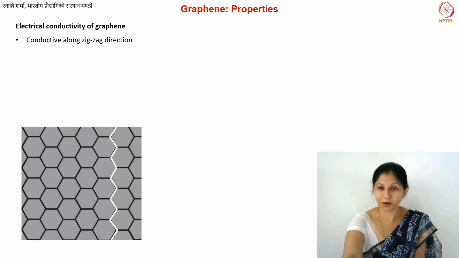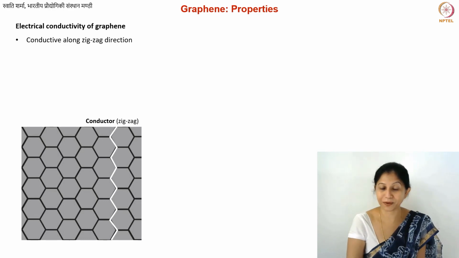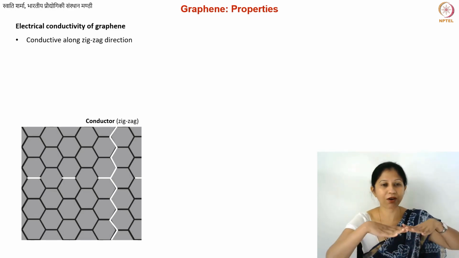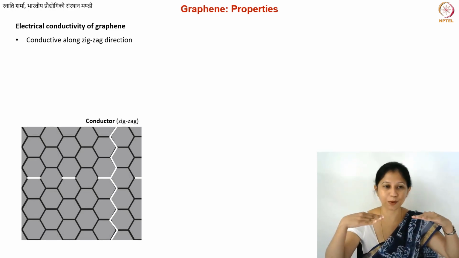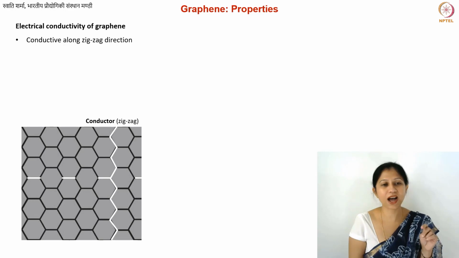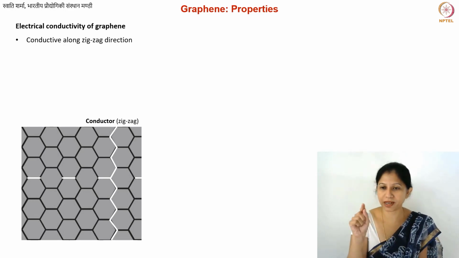So let's talk about the conductivity. It is conductive along this zigzag direction. Okay, because you can see the electron can very easily move. It's a well connected path. However, for the same structure, if you see sideways, you don't have a perfect connectivity. You now have sort of a little bit of gaps here.